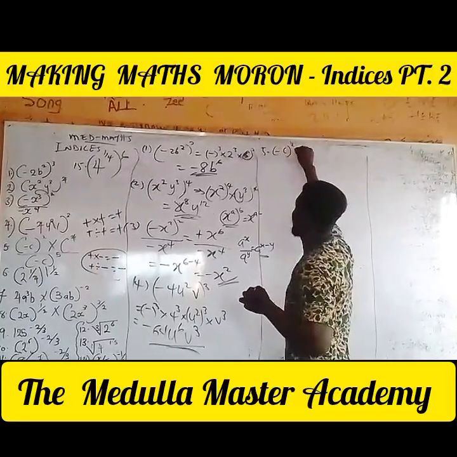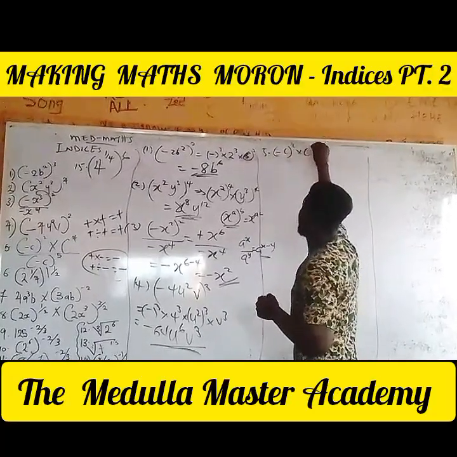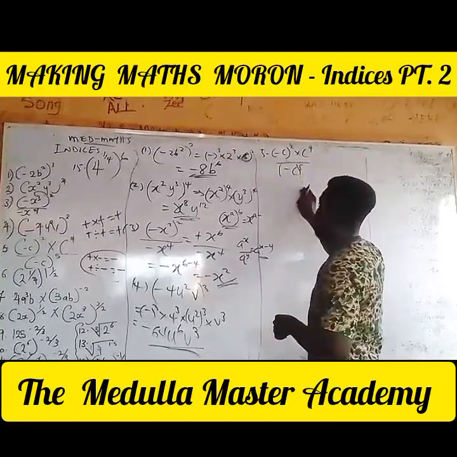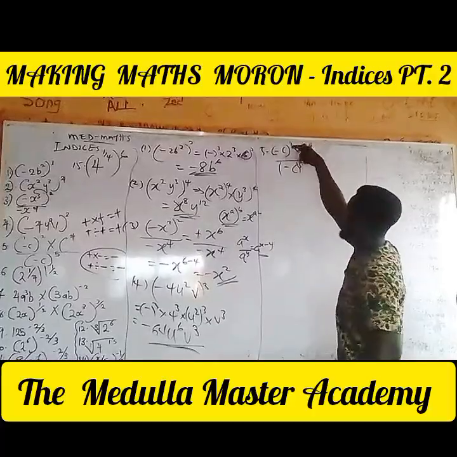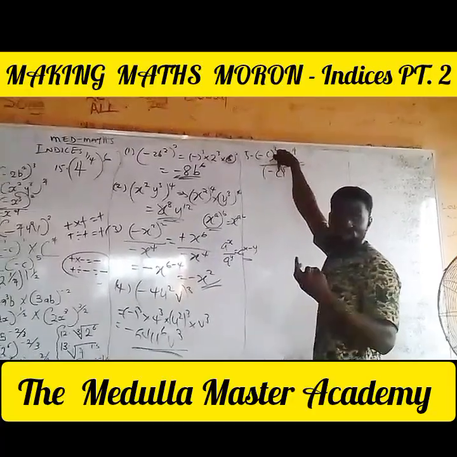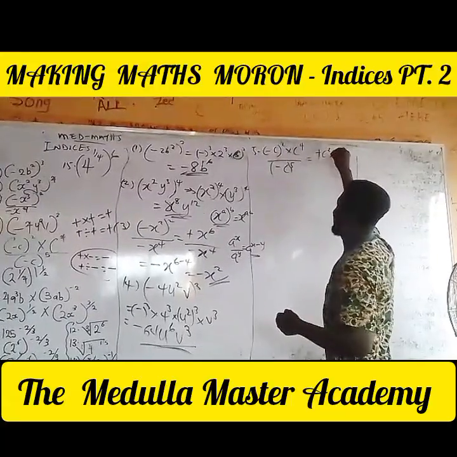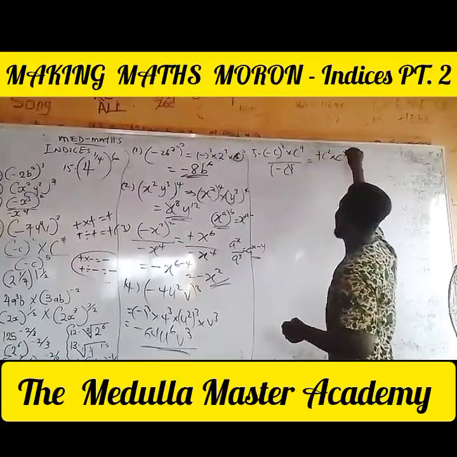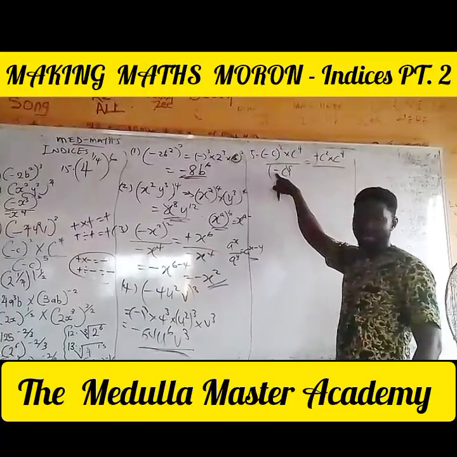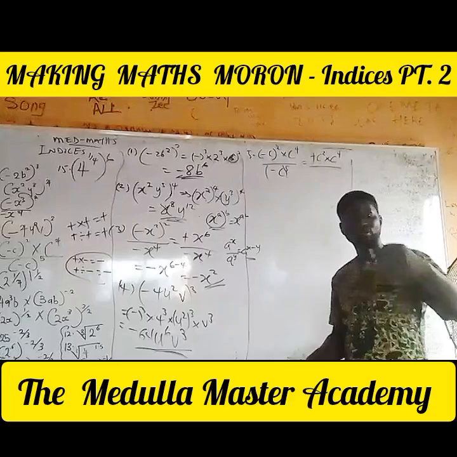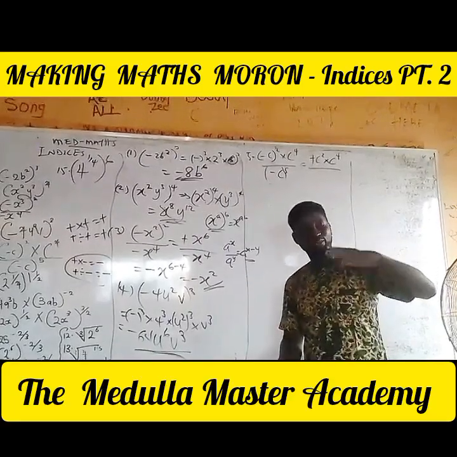Minus c squared times c raised to power 4 all over minus c raised to power 5. Now, see, minus how many times? 2 times. Minus times minus plus. So c squared times then c raised to power 4. Then this minus how many times? 5 times. So minus times minus plus, plus times minus, minus, minus times minus again, plus, then plus times the last minus is minus.